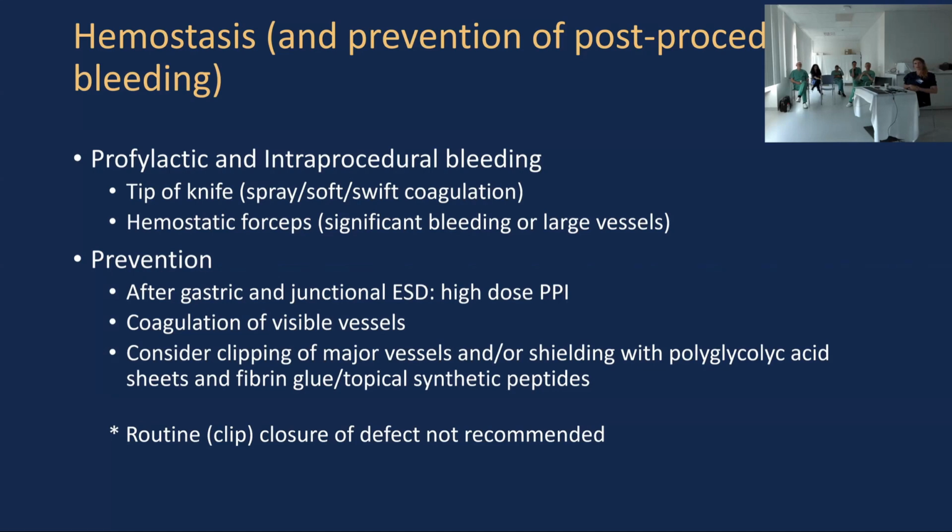How to prevent post-procedural bleeding? Well, this is mainly for ESD. When you did ESD in the esophagus, using the tunnel approach, or even in the stomach, of course, PPI, coagulation of all visible vessels in your defect, even a clipping if you have some major vessels that you coagulated but are maybe still half alive under that muscular layer.